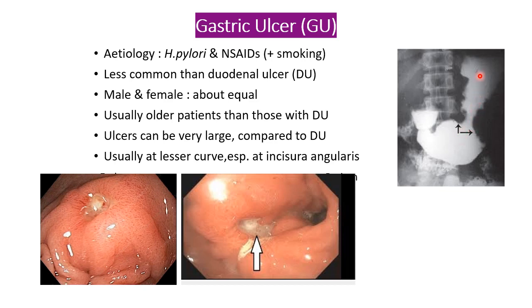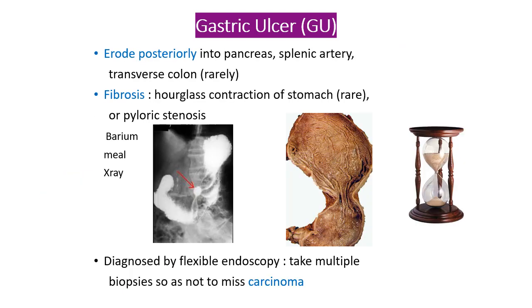This is a barium meal, showing you a large crater here. And this is a large gastric ulcer along the greater region. These gastric ulcers can erode into the pancreas or into the posterior wall, and the splenic artery can be eroded and cause massive bleeding. Rarely it erodes into the transverse colon.